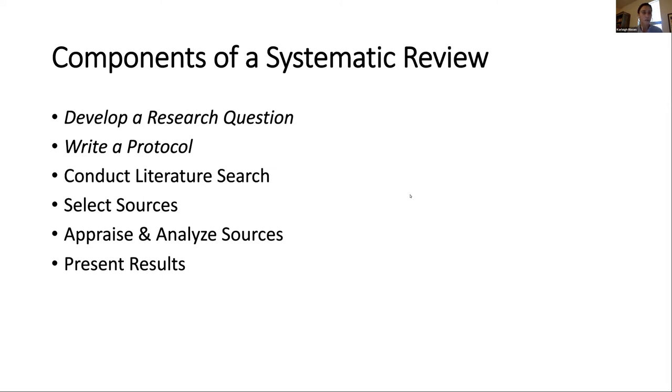And you'll notice the first two components of a systematic review are italicized because those are the two that we're really talking about today. And this framework and these different components, we'll be talking about most all of these except for the very last one throughout this workshop series. So, then in thinking about the first step, if we can move to the next slide.